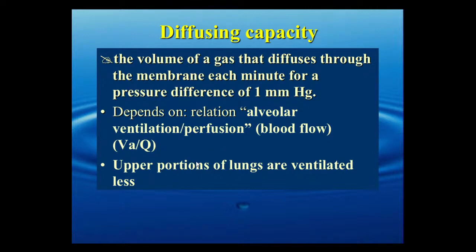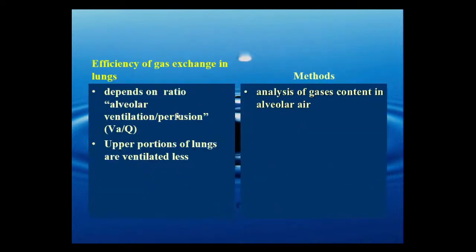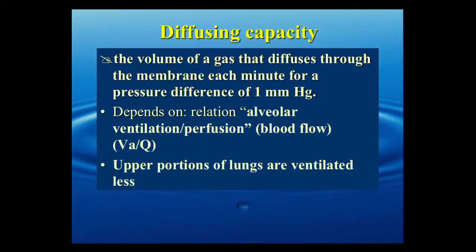We know that upper portions of lungs are ventilated less, so efficiency of gas exchange in lungs depends on this ratio. The method by which we can estimate this next stage of respiration, gas exchange in lungs, is analysis of gases content in alveolar air.